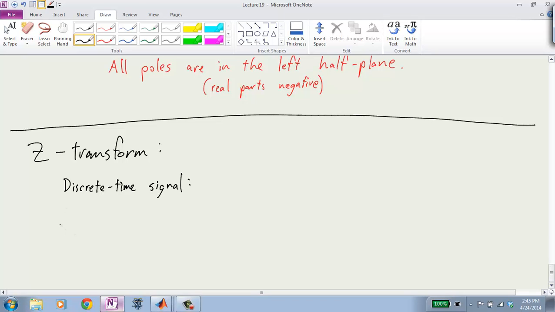So here we say x of z equals a sum of x of n z to the negative n. Okay, so the first thing we're going to want to do, and of course now z is complex. Just like the Laplace transform, we have now some complex plane of z values. Again, it won't converge for all z.